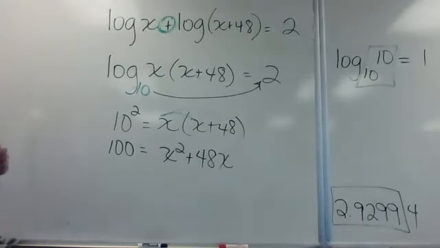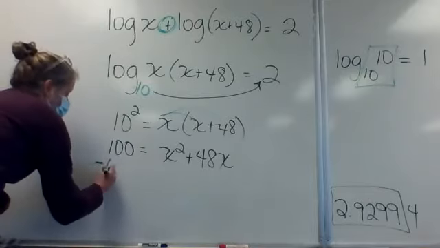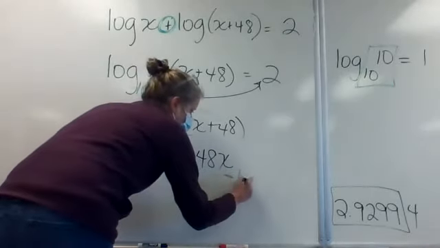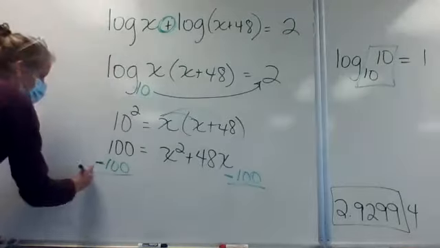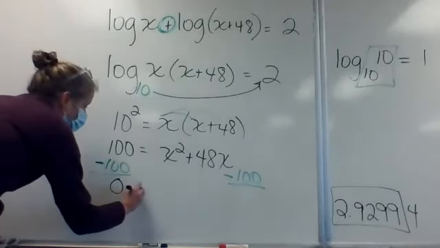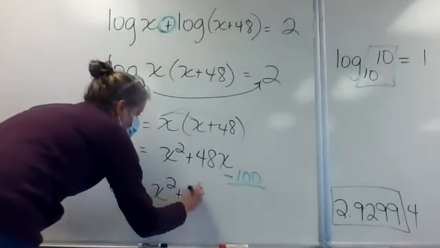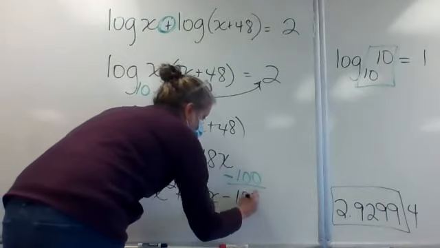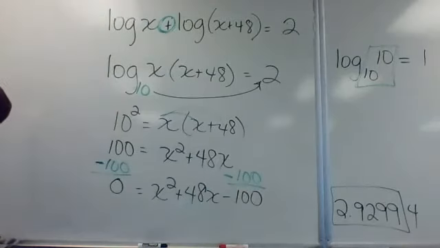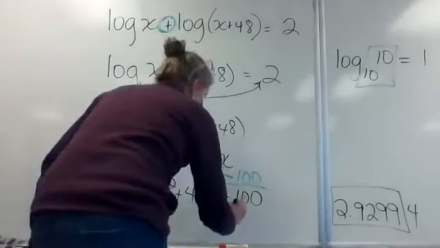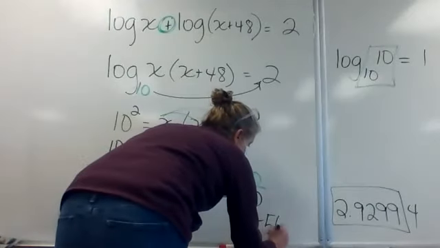your A, B, and C have the right signs, that this 100 comes over here. So I'm going to subtract 100 from both sides. So now I have 0 equals x squared plus 48x minus 100. I can either factor that or put it in the quad program. If you put it in quad, what does it give you? It gives you two answers, right? Which is what? 2 and negative 50.